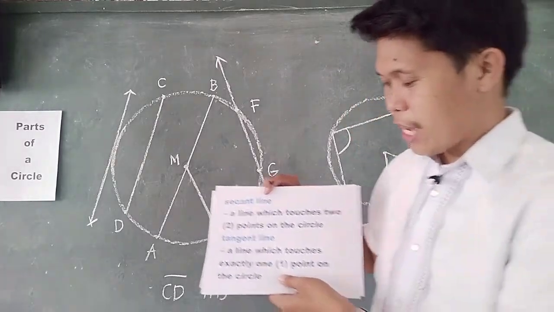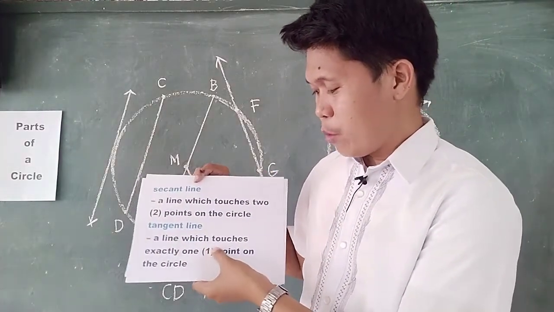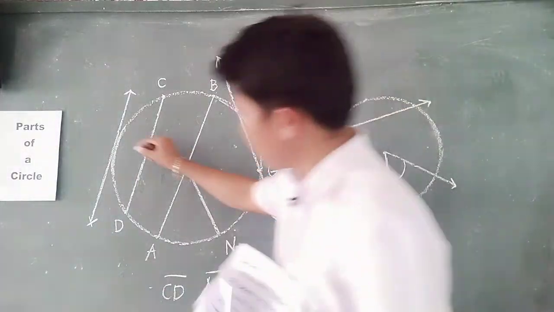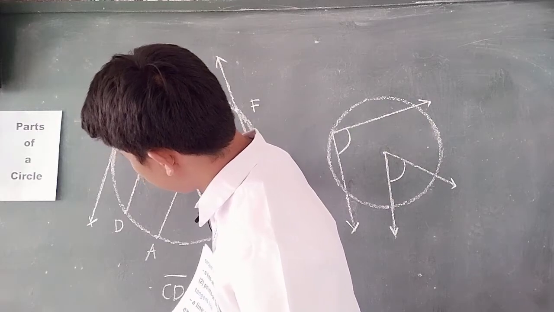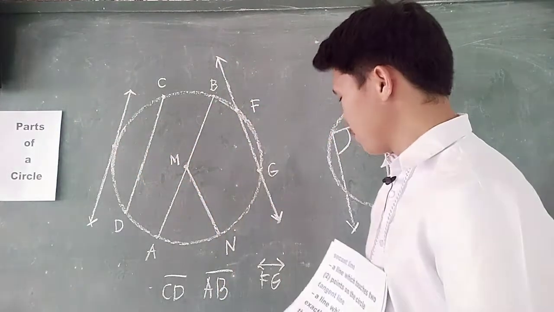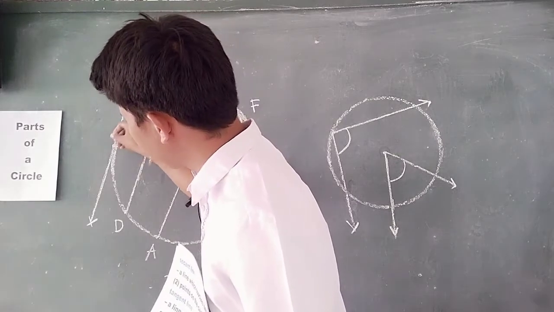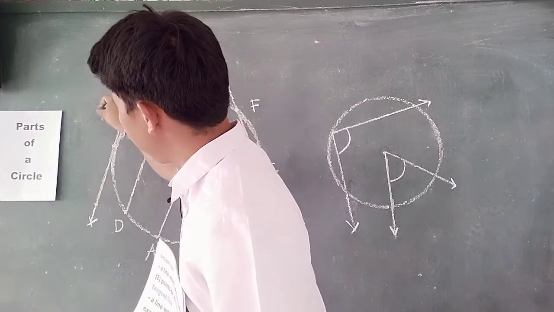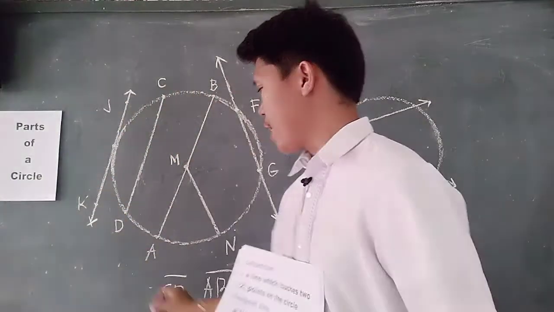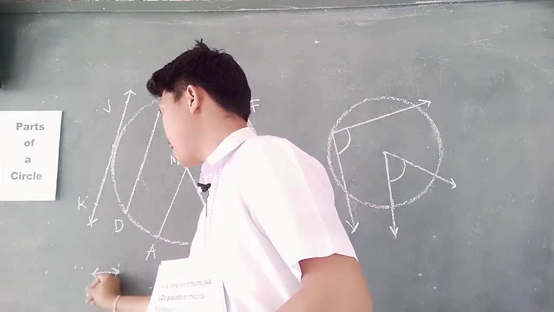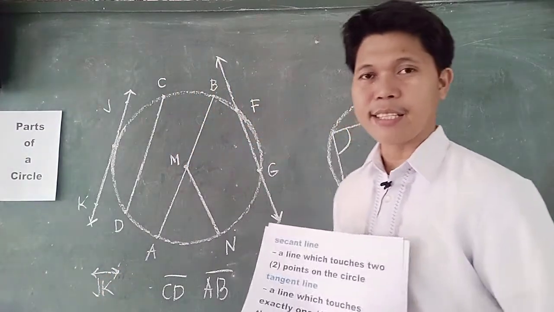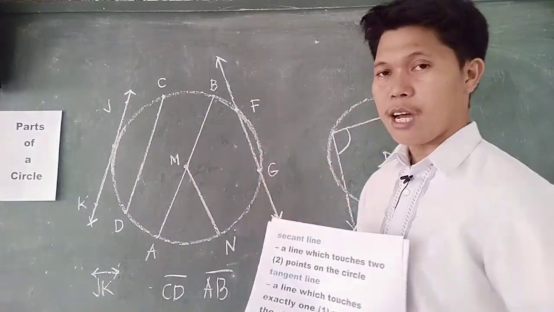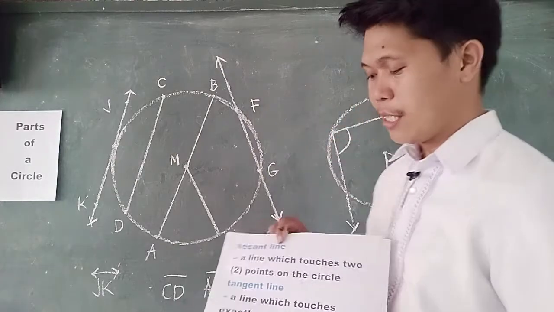Another is the tangent line. A tangent line is a line which touches exactly one point on the circle. So, kagaya nito, assuming na touch niya lang isang point lang talaga. Like for example, this is line, so let's say this is line JK. Okay, so we can say that line JK is a tangent line. Okay, so tangent, isang point lang. Ito, secant, dalawang points yung dinaanan ng line.